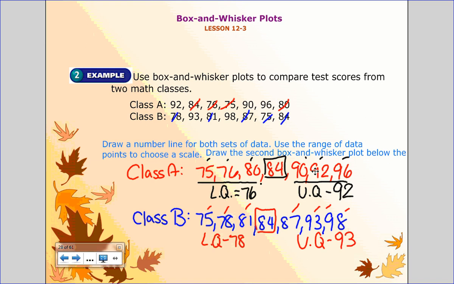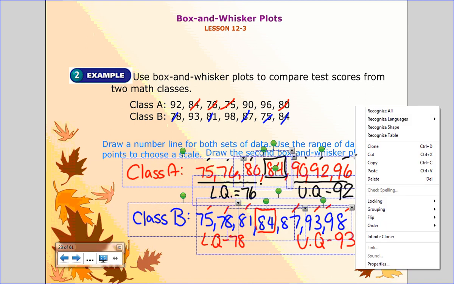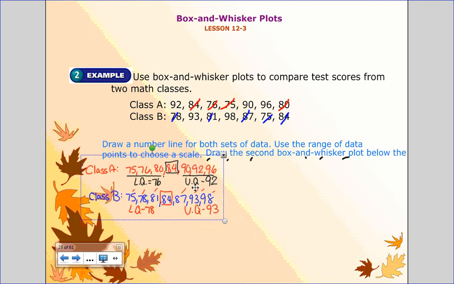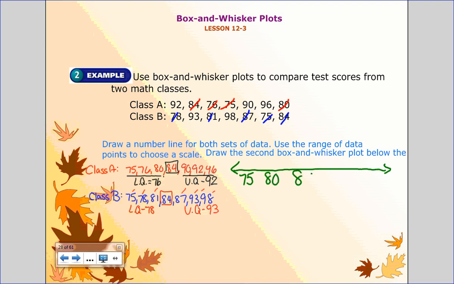All right? So my first job is to go ahead and make my number line. And I'm going to make this data a little bit smaller, that way it's not taking up so much space. So I'm going to group it and make it tiny. There we go. So I'm making my number line. And again, I'm only making one number line even though I have 2 different classes here. But I have to make it display all the data. So I see overall my lowest number is 75 total. My highest is 98. So again, I could just go by 5s. 75, 80, 85, 90, 95, 100.